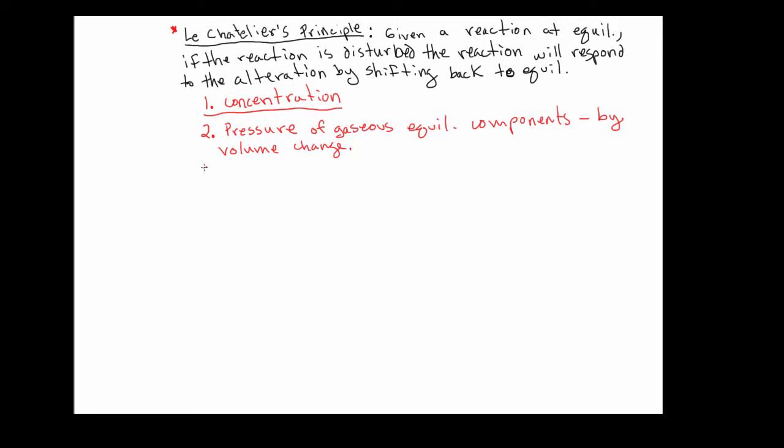And then finally, the third area that we're going to talk about in subsequent videos is manipulating the temperature of a reaction. All right, an equilibrium position occurs at a fixed temperature. So if we change the temperature of a reaction that is at equilibrium, that means that reaction is going to shift to a new equilibrium position that will be at the new fixed temperature. All right, now let's start by talking about area number one.